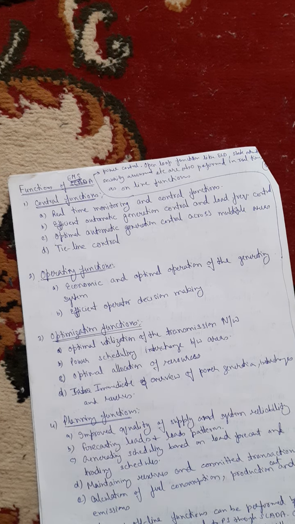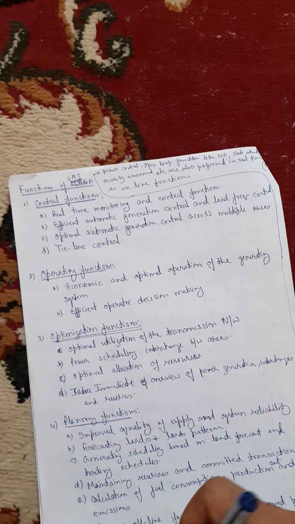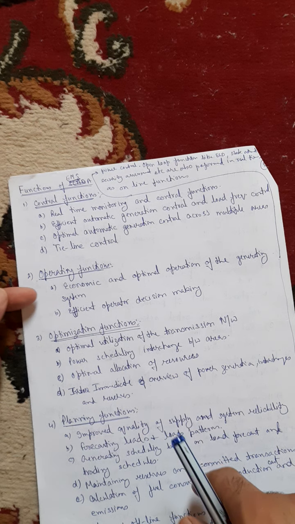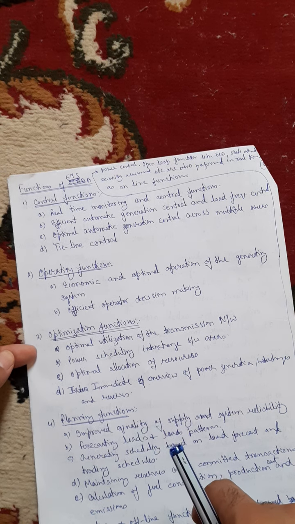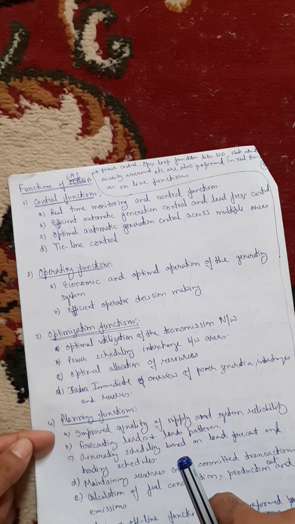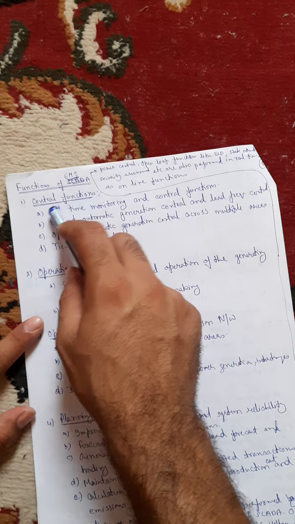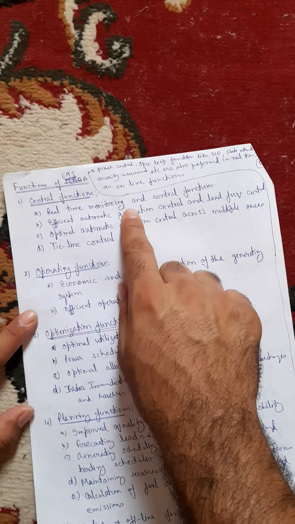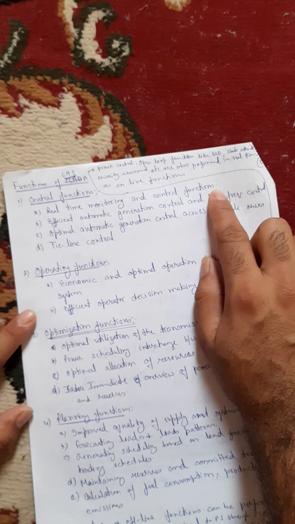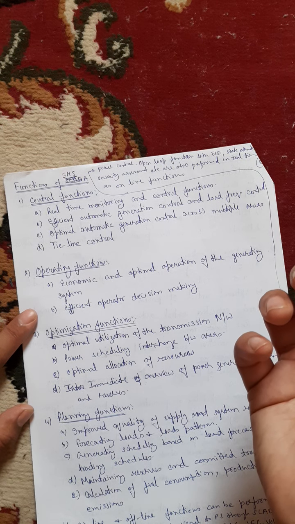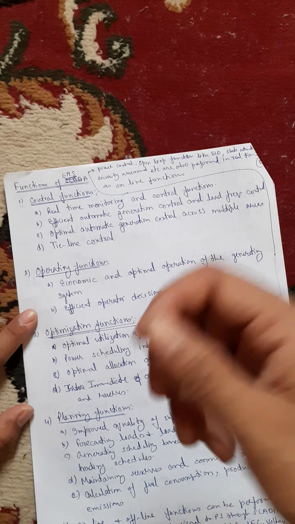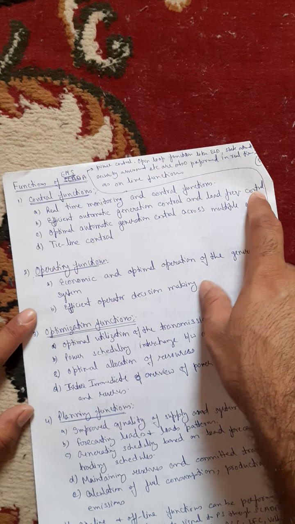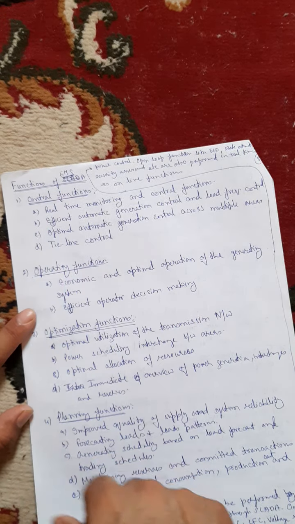So like the objectives of the energy management system, the functions of the energy management system are classified into 4 categories. Number 1 is control functions, number 2 is operating functions, number 3 operation optimization, and number 4 planning functions. Let us discuss the control functions first. The control functions are real-time monitoring and control functions. We will obtain the data in real time, and we will implement the control in real time. Then second, efficient automatic generation control and load frequency control. This load frequency control problem comes under control function.